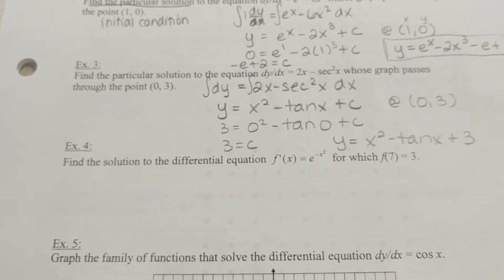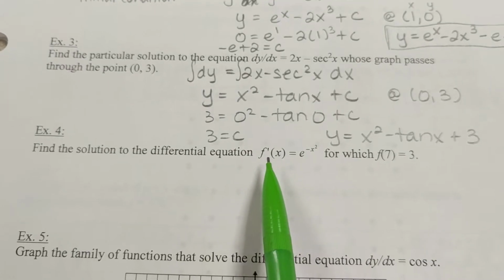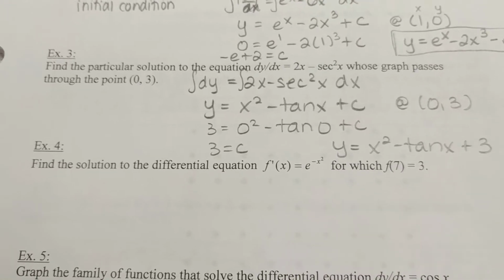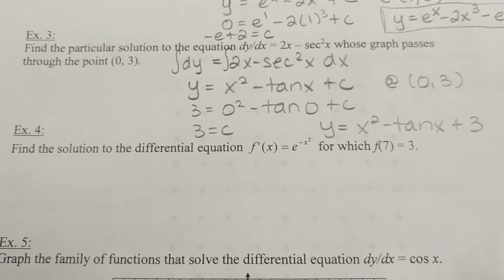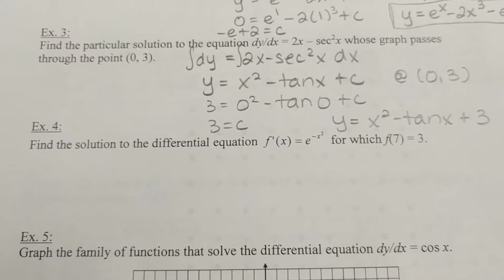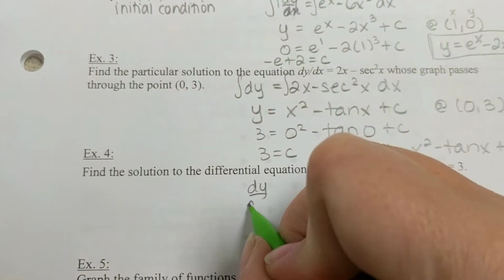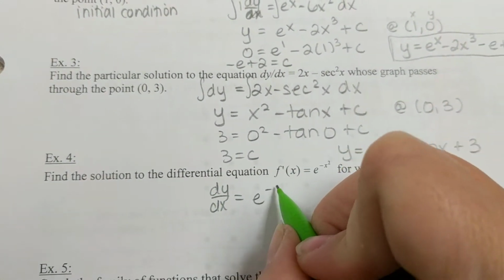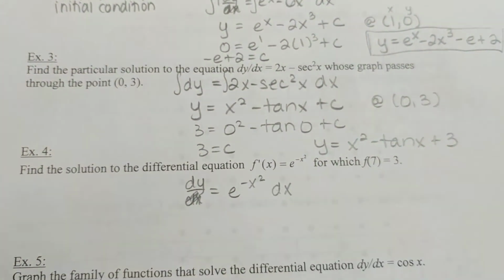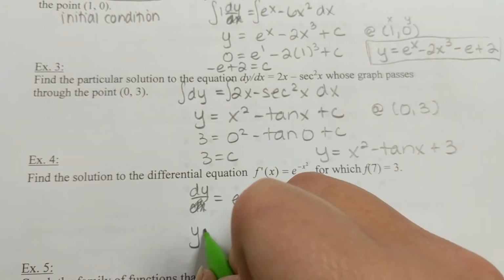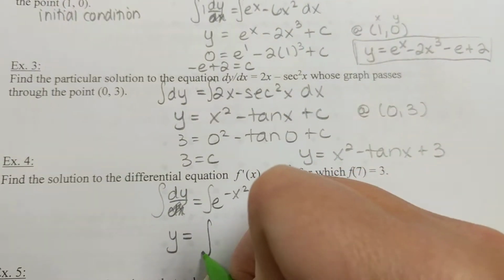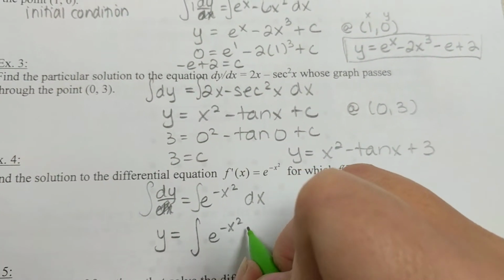All right, number 4. Still a dy dx type of an equation, but this one we don't know how to do the antiderivative of, and in fact we don't actually ever learn that one. So for this one, what I want to show you is another way that you can see these written. So we've got dy dx equals e to the negative x squared. We move that dx over. So we get y equals, when we integrate this one, the integral of e to the negative x squared dx.